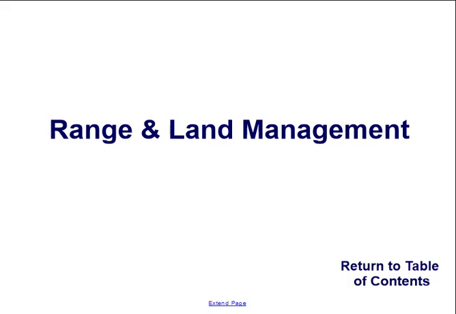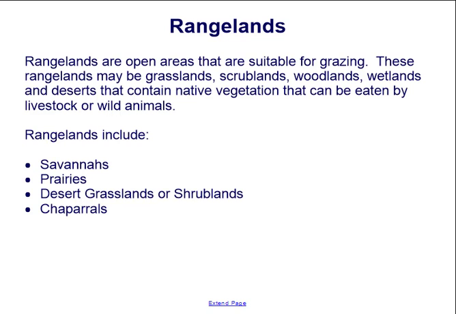Range and land management. Rangelands. Rangelands are open areas that are suitable for grazing. These rangelands may be grasslands, scrublands, woodlands, wetlands, and deserts that contain native vegetation that can be eaten by livestock or wild animals. Rangelands include savannas, prairies, desert grasslands or shrublands, and chaparrals.